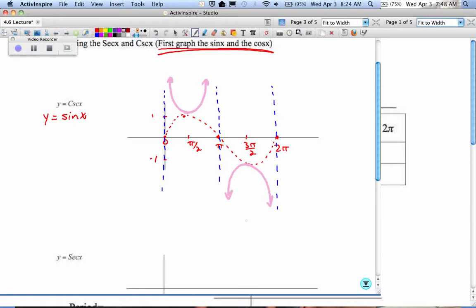Why don't you include those ones? So like a pi over 2.